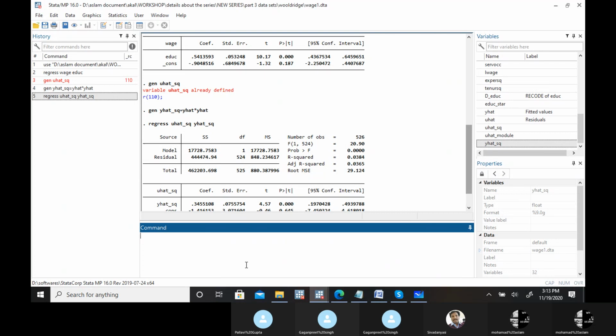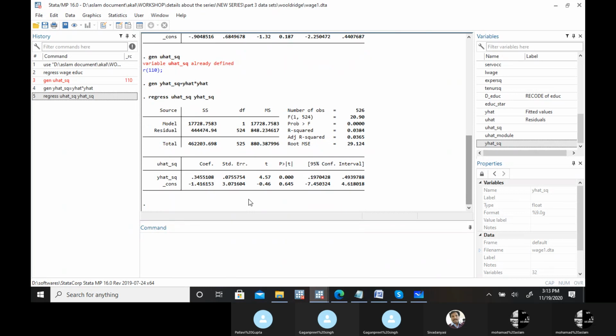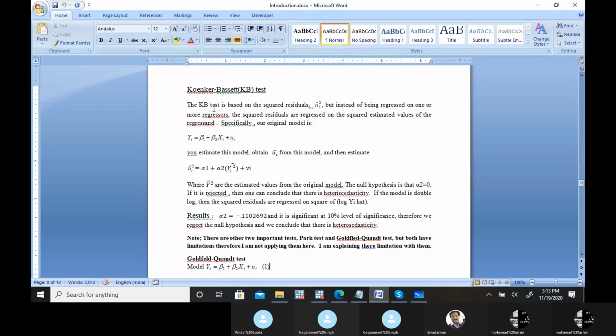So it's simple: rather than using all the x and their combinational forms, you can just use y hat square and run the regression with u hat square as the dependent variable. The coefficient of y hat square is significant here, so we can say this is a case of heteroscedasticity. Is this example clear to everyone? This is the Conger-Bassett test for heteroscedasticity. Does anyone have any doubt in this method?